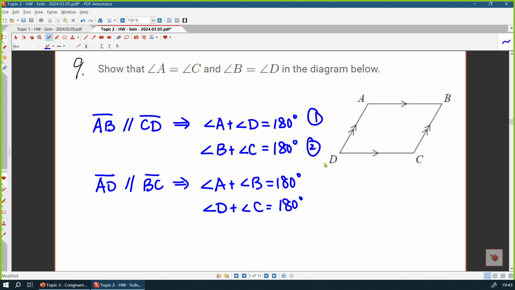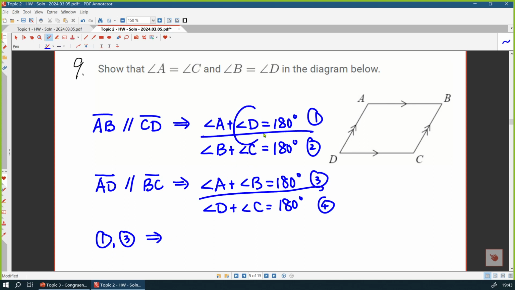So let's label them with equation number 1, 2, 3, 4. Then in order to have angle A equals angle C, we can use equation number 1 and equation number 3. From these two equations, we know D must equal B, such that the left side equals the right side, right? So from these two equations, we know angle B equals angle D. From the other two equations, number 1 and number 4, we know angle C must equal angle A, right?